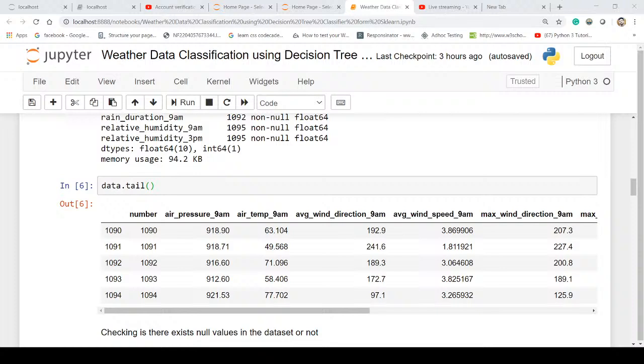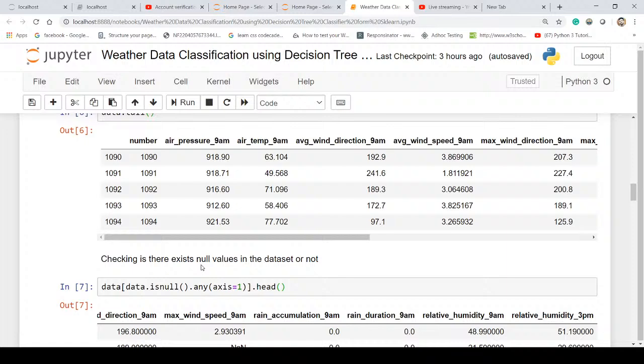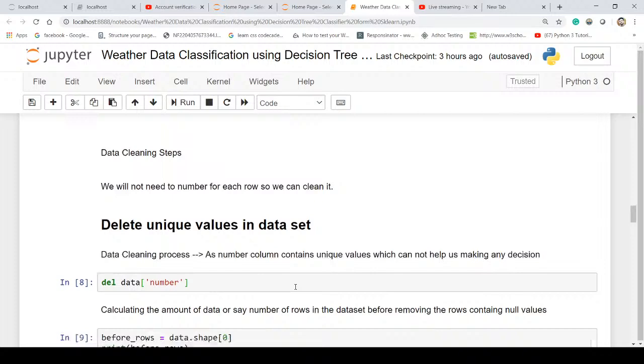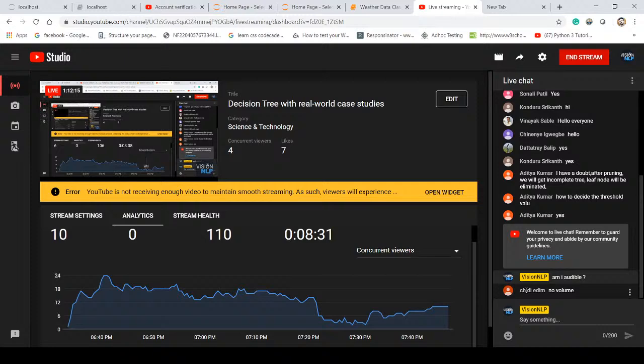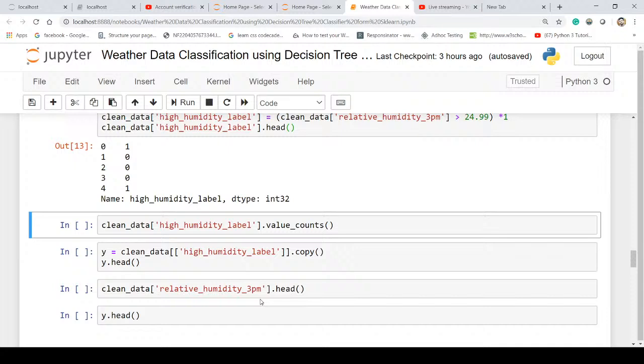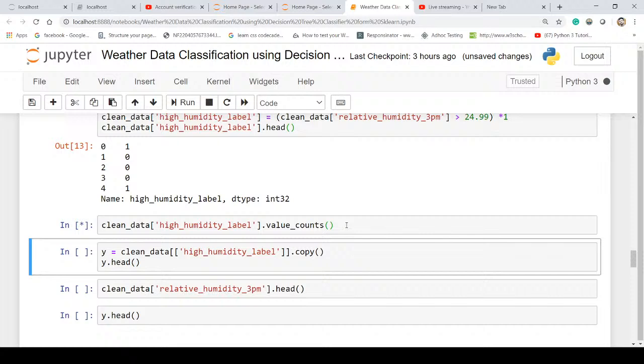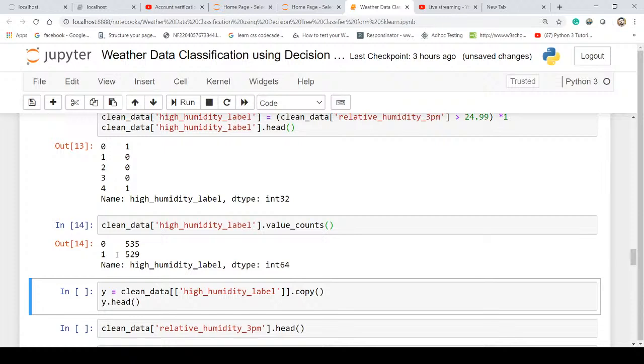We can again go back to our code. Checking whether null values exist in the dataset or not. No, not this one. This one. Now clean data high humidity level dot value_counts. I think you must be able to see my screen right now. If I run this code, more than 24% humidity we have around 529 rows, and around 535 which have less than 24. Now we can pass one more argument, y equal to clean_data high humidity label dot copy.